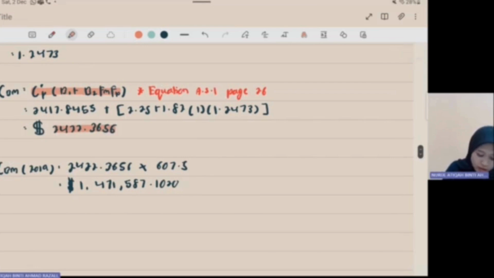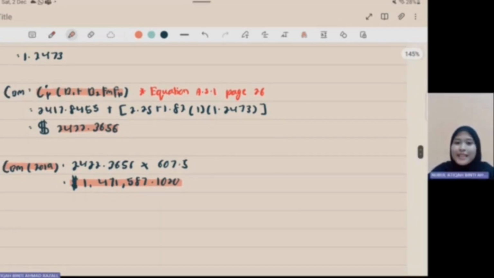Finally, find the CBM for 2019 by multiplying the value that we got for CBM with the plant cost index in 2019, which is 2422.3656 multiplied by 607.5 that was provided in the question. So the final answer is 1,471,587.1020. So that's all from me.